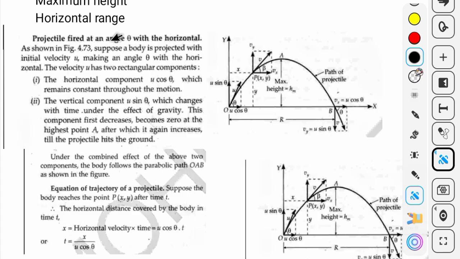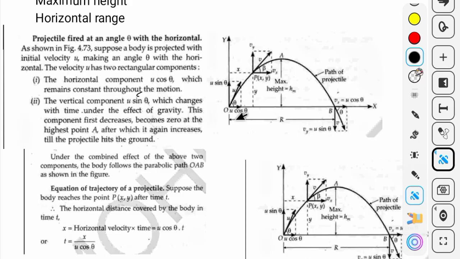Projectile fired at an angle theta with the horizontal. As shown in the figure, suppose a body is projected with the initial velocity u making an angle theta with the horizontal. Now this velocity u has two rectangular components.